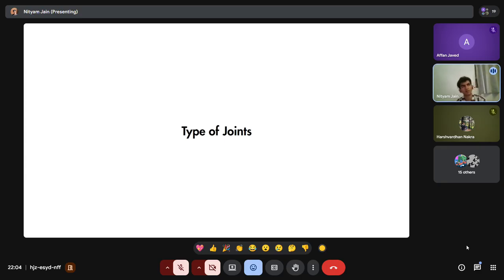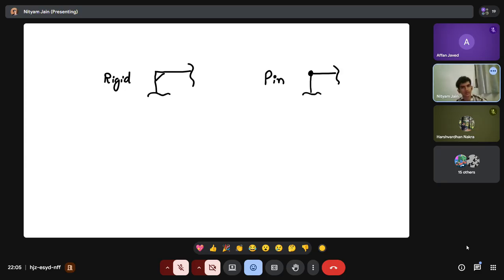Another main concept that they teach is types of joints. I think it's there in one or two books, and I can share it later if anyone is interested. But basically, it's a concept of seeing structure. So there are mainly two kinds of joints.